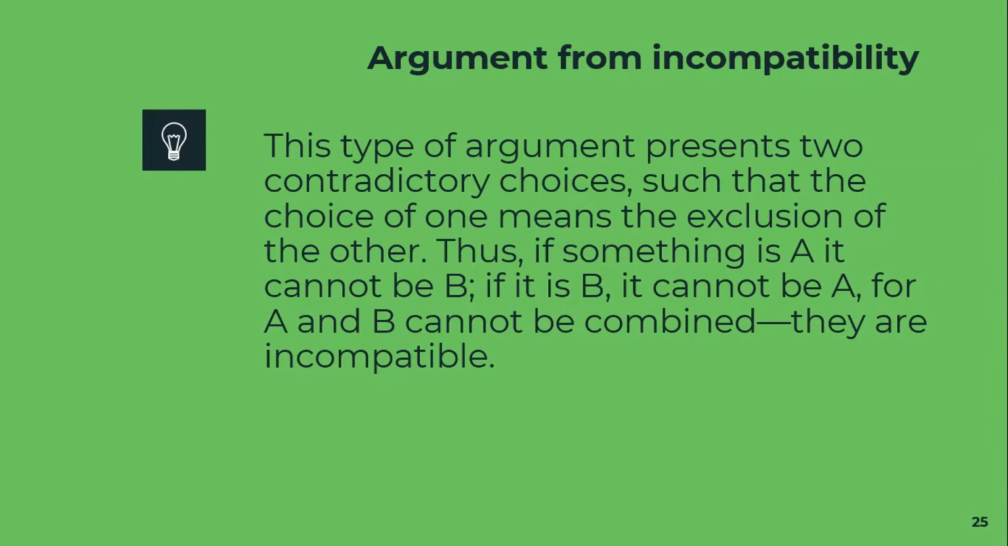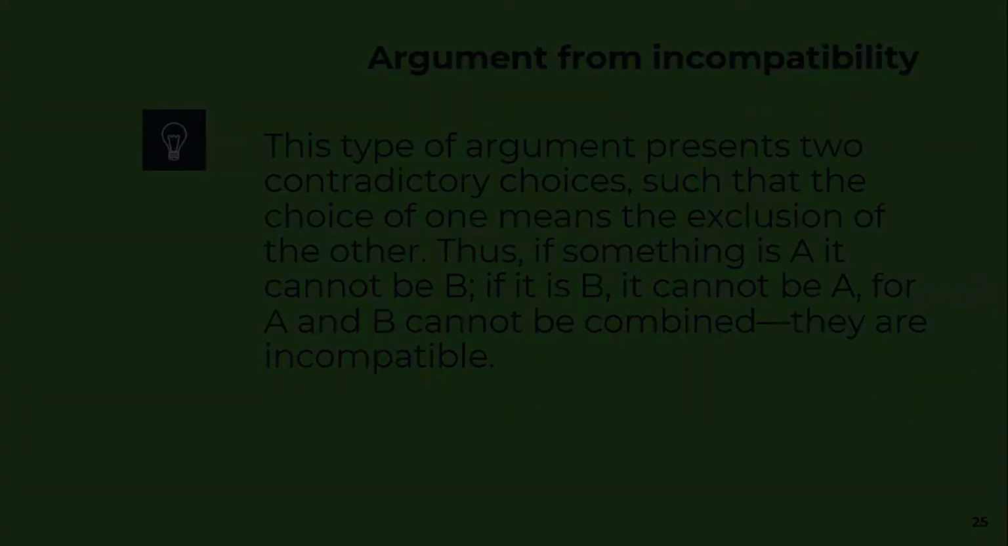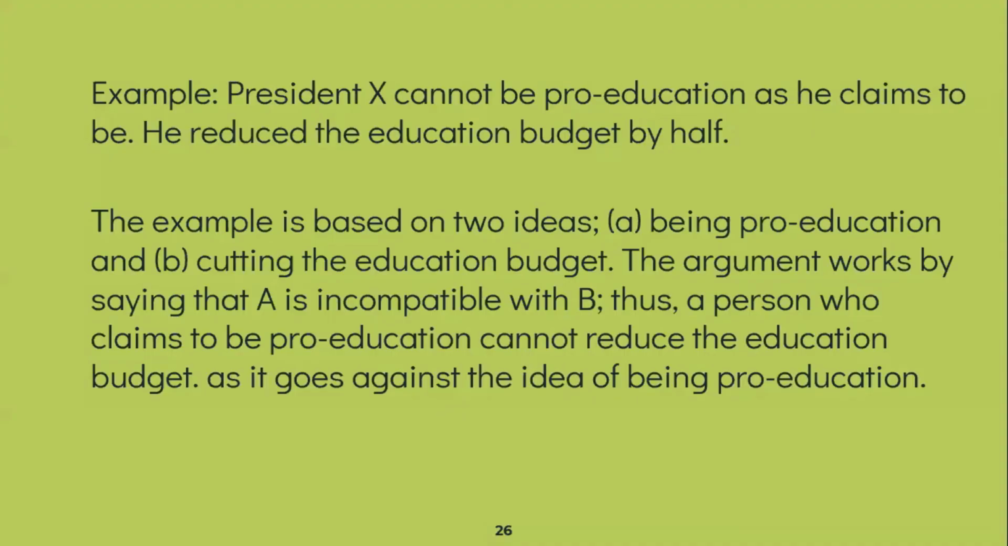So argument from incompatibility is opposite from argument from transitivity. This argument means that the premises are not associated or interconnected. Thus, there's no connection between the two ideas. For example, President X cannot be pro-education as he claims to be. He reduced the education budget by half. So the example is based on two ideas, being pro-education and cutting the education budget.